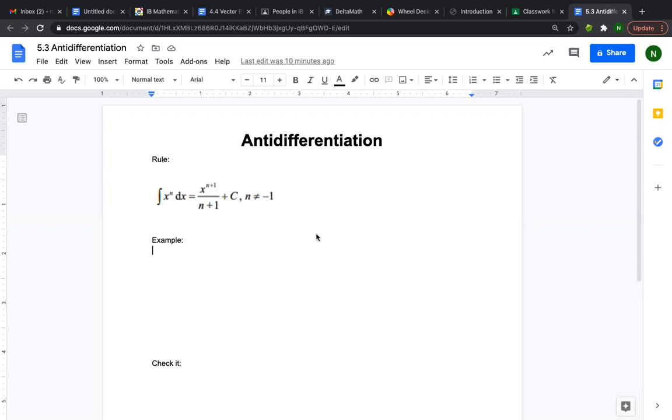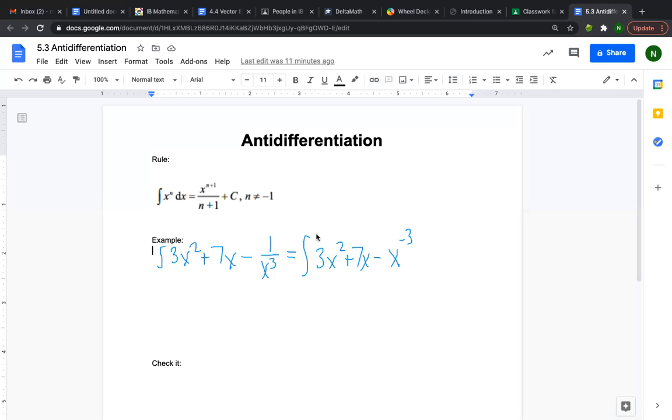Now, that's a really big, fancy way of saying you add 1 to the power and divide by that new power. So if we were to look at the following example, let's say I'm given the equation. They want me to integrate 3x squared plus 7x minus 1 over x cubed. Okay, I can rewrite this as 3x squared plus 7x minus x to the negative third power.